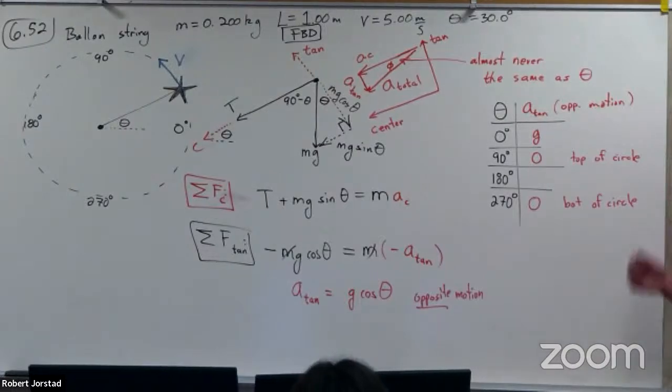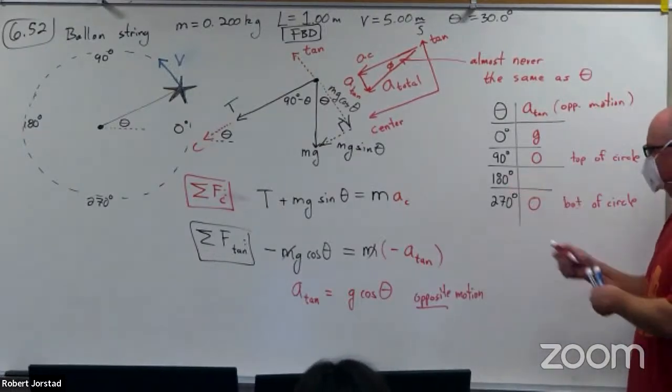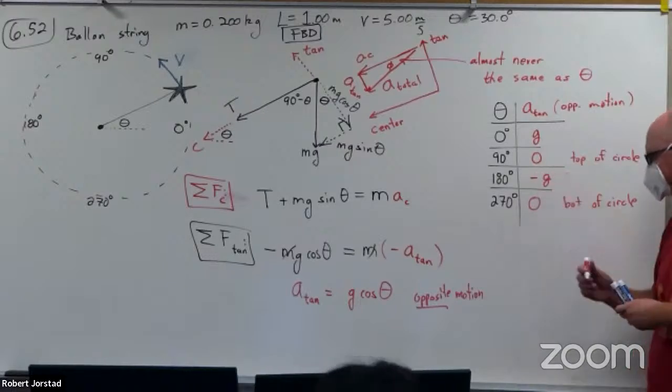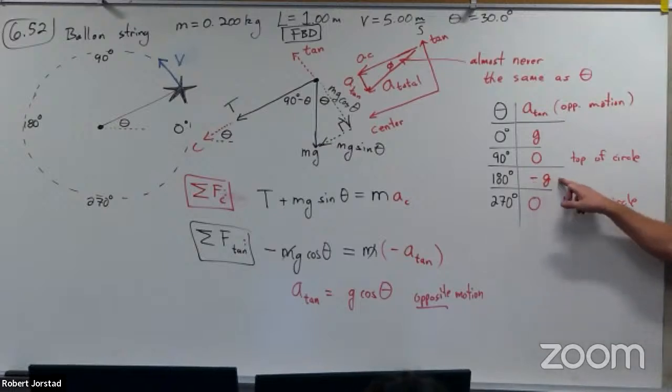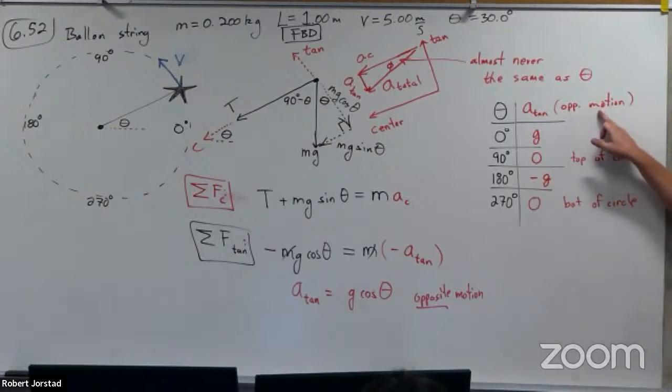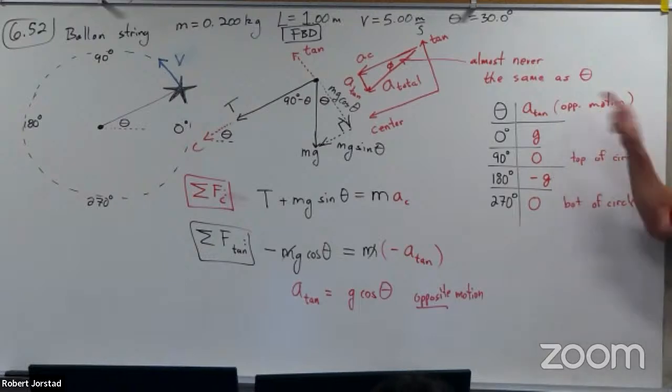Oh, sorry, not negative 1. What is it when I plug in? Oops, what's the answer? Negative g. Sorry, my bad. Now, wait a minute. This seems confusing. It's negative g opposite the motion. Do you agree that's the same as positive g in the direction of motion?